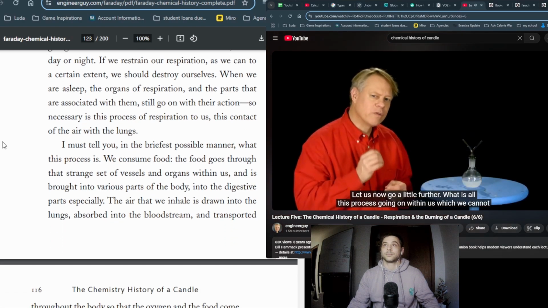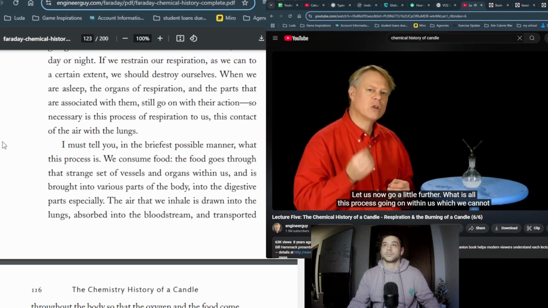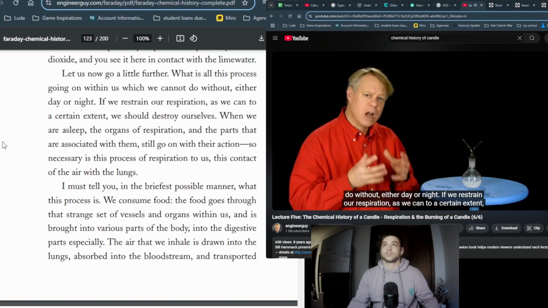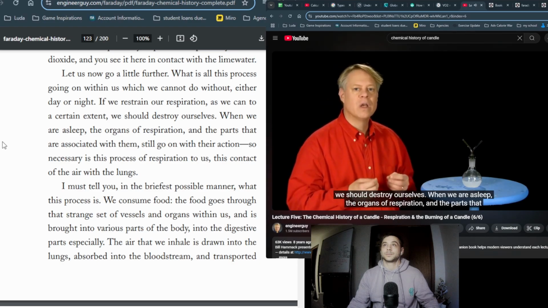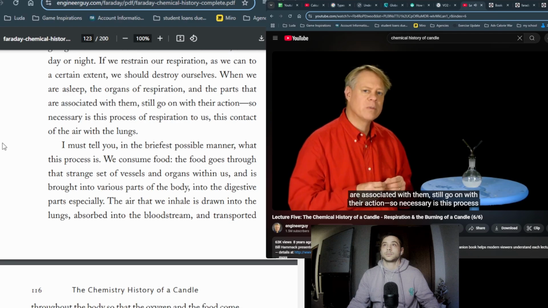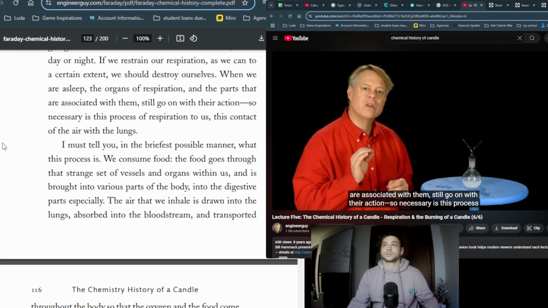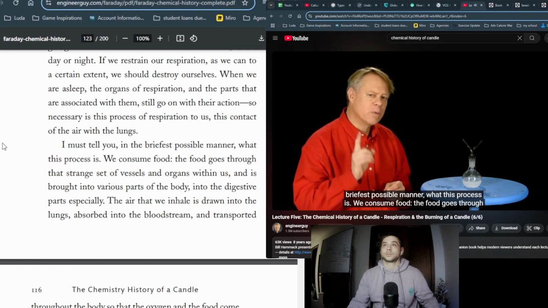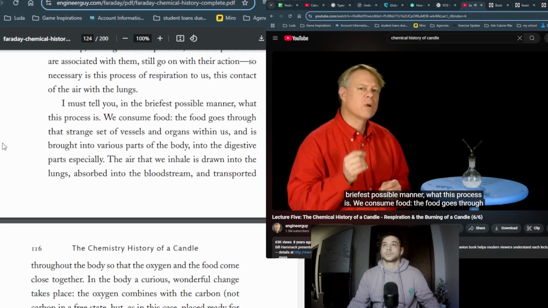Let us now go a little further. What is all this process going on within us which we cannot do without, either day or night? If we restrain our respiration, as we can to a certain extent, we should destroy ourselves. When we are asleep, the organs of respiration and the parts that are associated with them still go on with their action. So necessary is this process of respiration to us, this contact of the air with the lungs. I must tell you, in the briefest possible manner, what this process is.